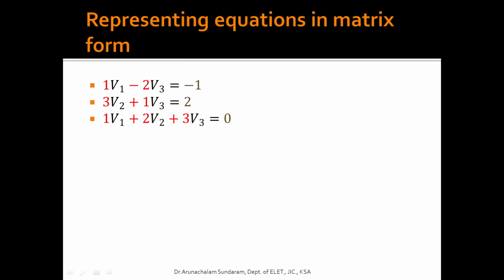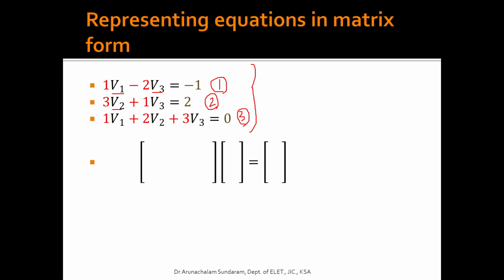Now let us take a 3 by 3 matrix. Here we have to solve these 3 equations, and we have to find the value of V1, V2 and V3. So what is the first step? We have to represent these 3 equations. So this is equation number 1, this is equation number 2, and this is equation number 3. So we have to represent these 3 equations in matrix form.